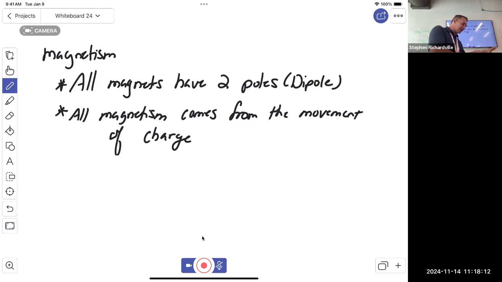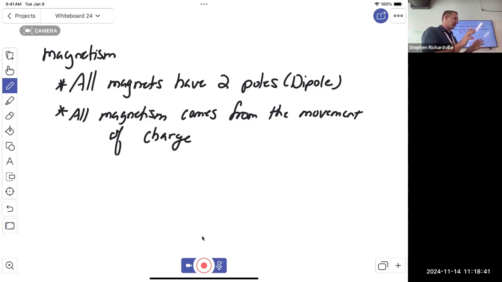So electrostatics, charge not moving, then the charge is moving, you got current electricity, and now we find that all magnetism comes from current electricity. And in fact, our current electricity in the room comes from what we call electromagnetic induction. So moving or changing a magnetic field around a coil of wire. Pretty cool. So we can use electricity to create magnetism.